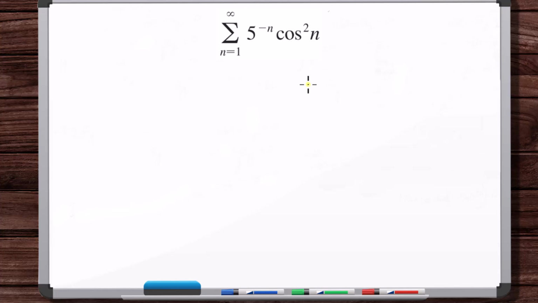We've got, let's say we remove this cosine squared of n. So we get 1 over 5 to the n, which is 1/5 to the n power. If we put that into a series, it's a geometric series with the common ratio absolute value less than 1. So this is convergent. All right, now how does that relate to this?